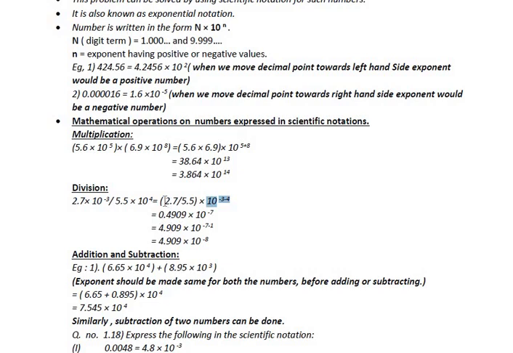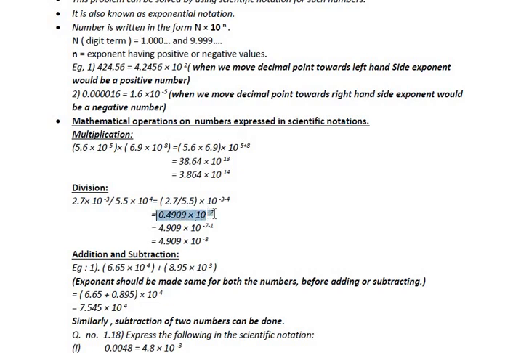So dividing 2.7 by 5.5, we get the answer as 0.4909. And then, as I told you, the exponents would be subtracted from each other. So it becomes 10 to the power minus 3 minus 4, which is equal to 10 to the power minus 7. Now this answer that we have got is not in scientific notation.